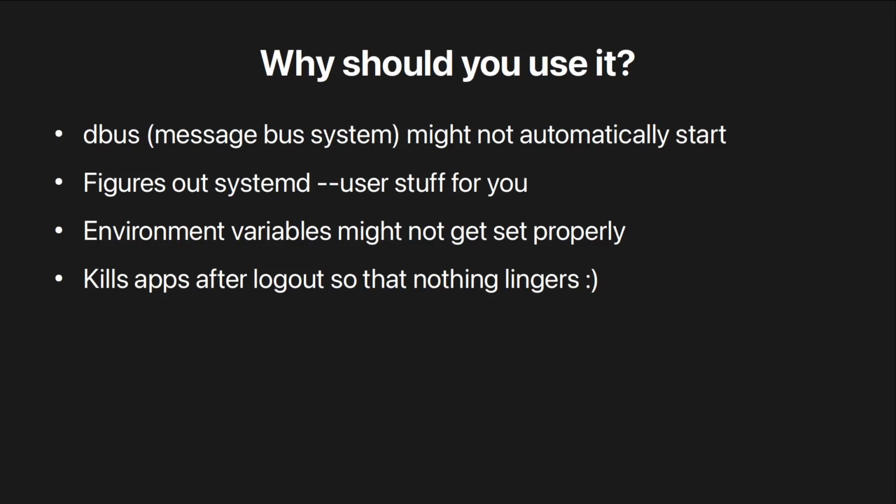Yeah, same thing goes for brightness, right? Anytime you change the brightness using any keys on your keyboard or you send a command, a dbus message is just going to be sent to the respective app to handle it. And what's going to happen is that the brightness is changed accordingly based on whatever key that you pressed. Okay, so that's what dbus is all about. So this dbus, this message bus system, might not automatically start. That's one thing. Then it figures out systemd user stuff for you.